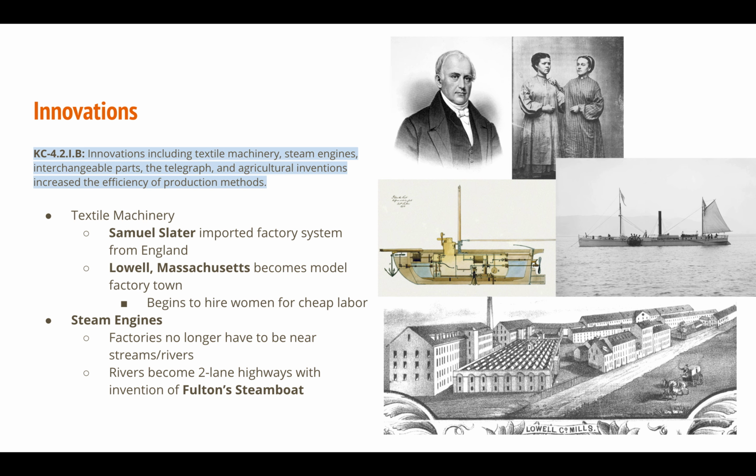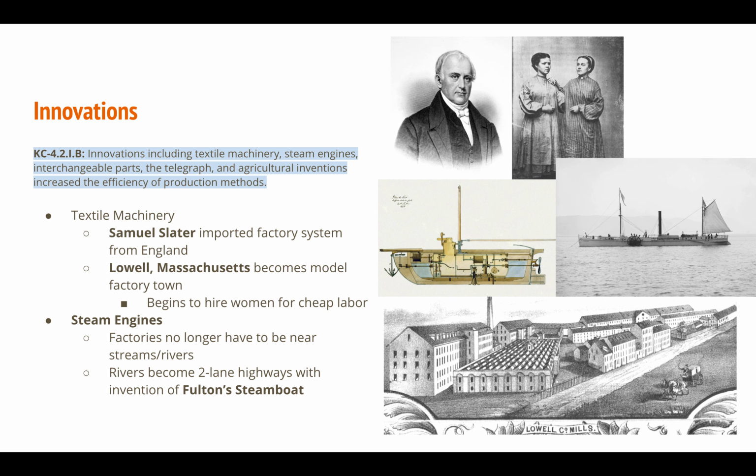Now let's talk about some of the innovations that we see in this period. Innovations including textile machinery, steam engines, interchangeable parts, the telegraph, and agricultural inventions increase the efficiency of production methods. Textile machinery is brought over from England by Samuel Slater. He brings over all of the trade secrets for the textile industry in Britain. At the time, England was trying to keep all of that factory knowledge and those machine parts a secret from the rest of the world in order to keep their comparative advantage.